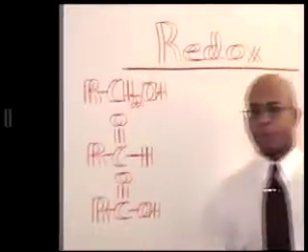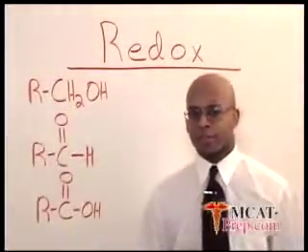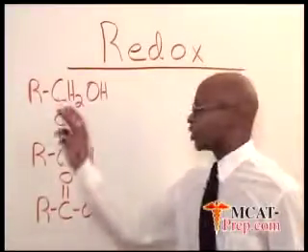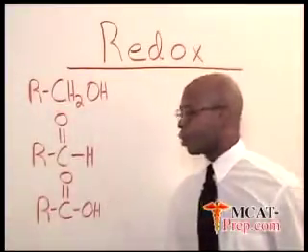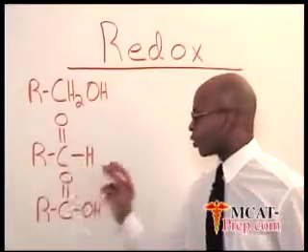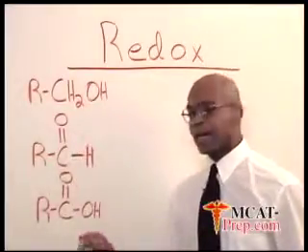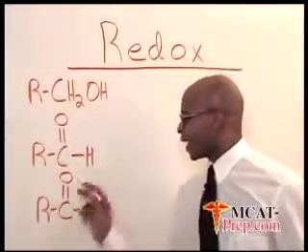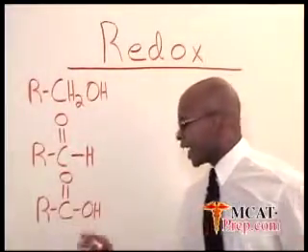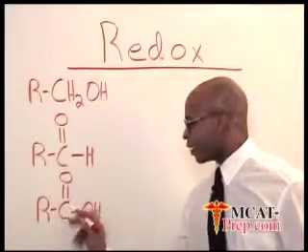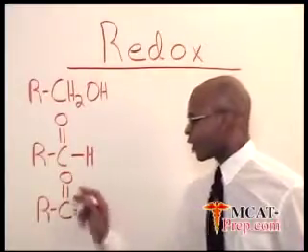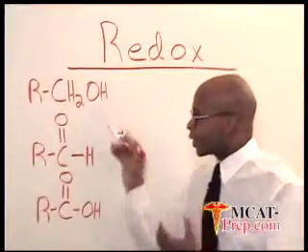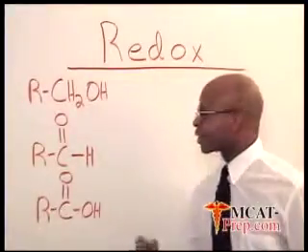Here is a very important redox series. First of all, up here we have an organic chemical. This is clearly an alcohol with the OH group. This group clearly is an aldehyde because it has carbon double bonded to oxygen, and this is to a hydrogen. And this is clearly an acid because we have a carbon to an OH group and carbon double bonded to the oxygen. So this is a series of redox.